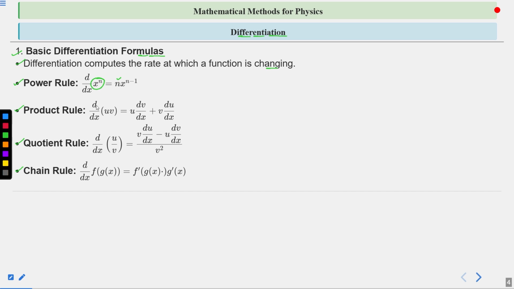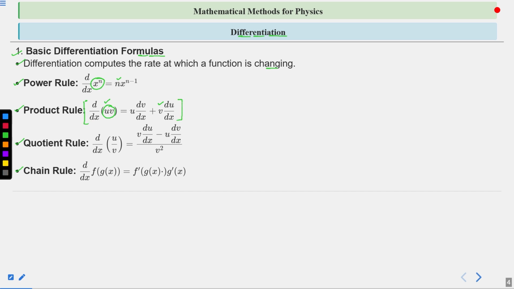Product rule, d(uv) upon dx. So, according to product rule, first take u as it is and differentiation of v with respect to x. So, it will be u dv upon dx plus, now take v as it is and take differentiation of u with respect to x. So, it will be v du upon dx. So, it is the product rule. I hope this is clear.